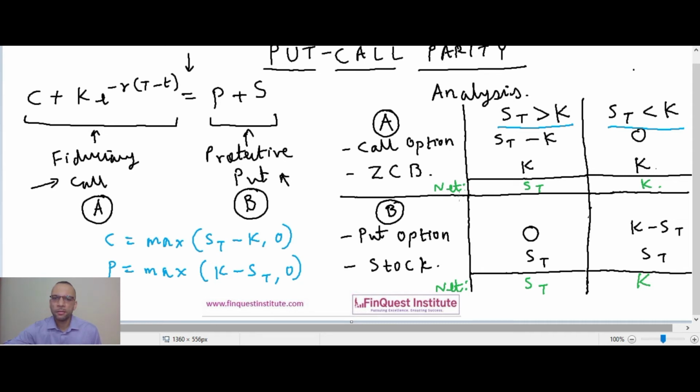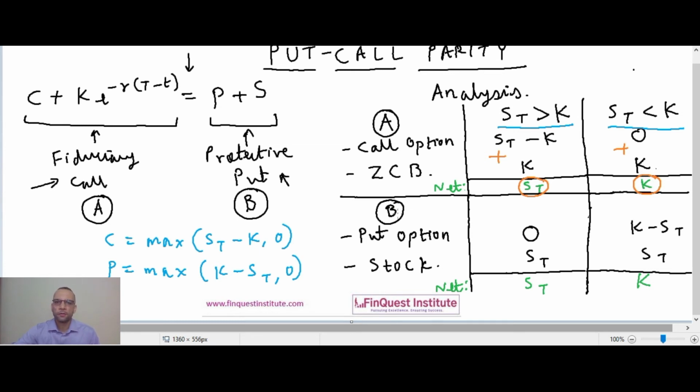So on a net basis for portfolio A, in the scenario where stock price is greater than the strike price at maturity, we have the value which is given as ST. I simply sum these two together. And where my stock price at maturity is less than the strike price, I get a value of K by adding these two terms, 0 and K.